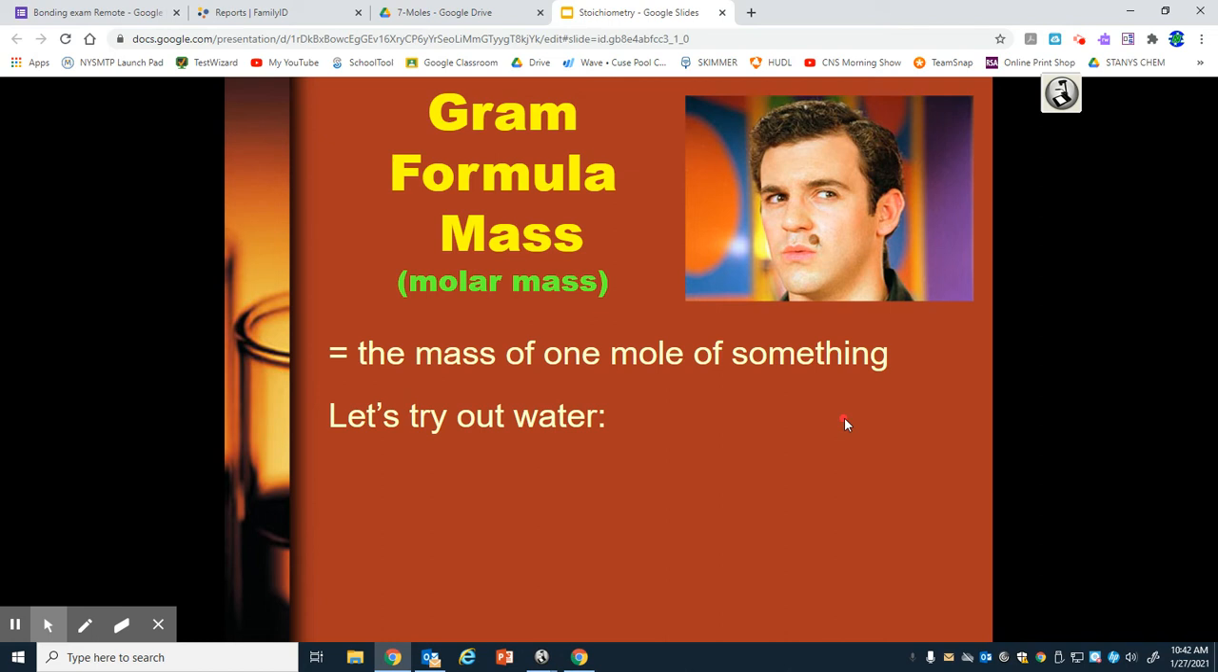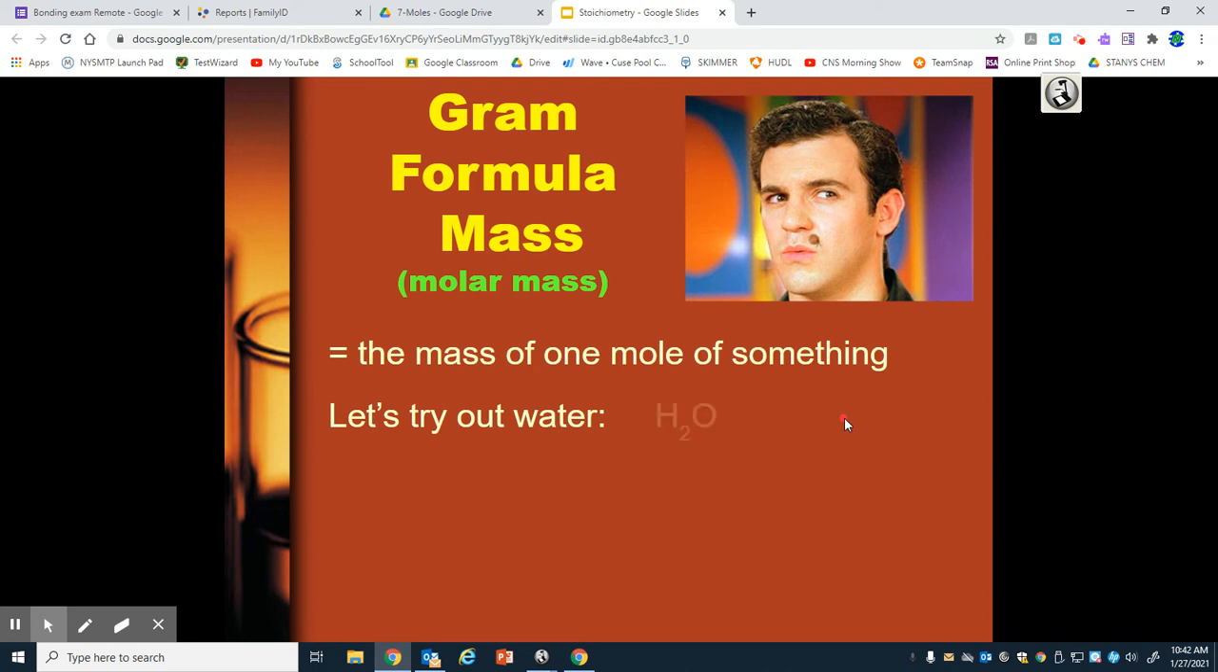Now we start off easy and then we get harder. This is the simple basic thing that you need to be able to do in here. You're going to want to pause the video to do these. I'm just going to continually talk so that the video is not as long as it could be. All right, so we're going to try out water.